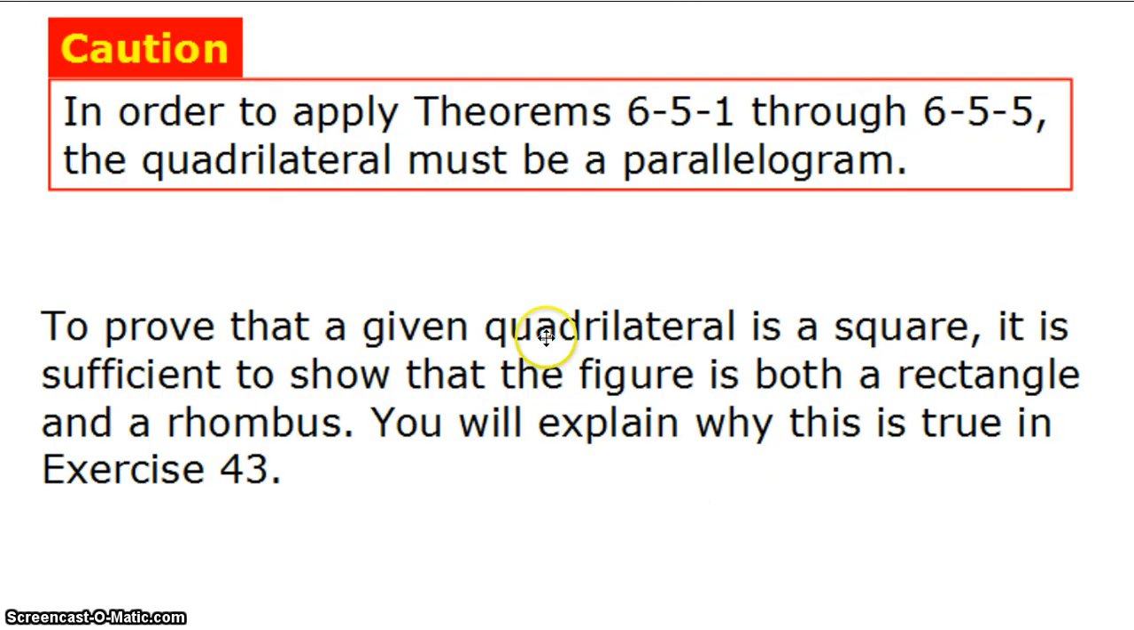Good. So be careful. In order to apply these theorems that we've talked about today, the quadrilateral must be a parallelogram. So that's a key part of the given information. Then you can apply these theorems. To prove that a given quadrilateral is a square, it is sufficient to show that the figure is both a rectangle and a rhombus, right? And that will come up in exercise 43.